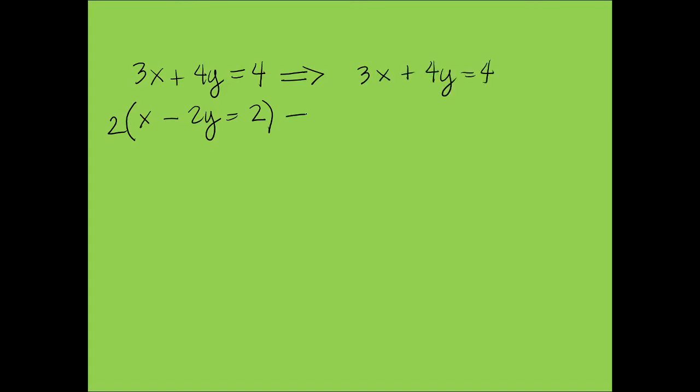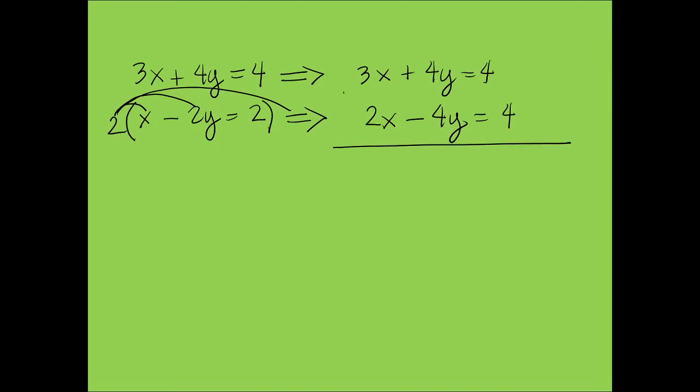Sir, why is it that you multiplied it by 2? Look what happens if I multiply it by 2. That becomes 2x, that becomes negative 4y, and this is now 4. I multiplied it by 2 so that my resulting equation will now have opposites, so I can eliminate the variable y. Is that clear, section Ruby?